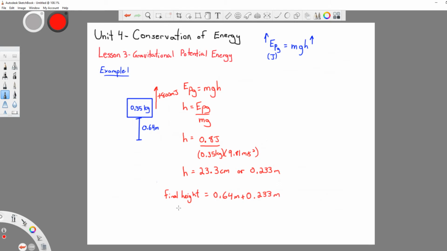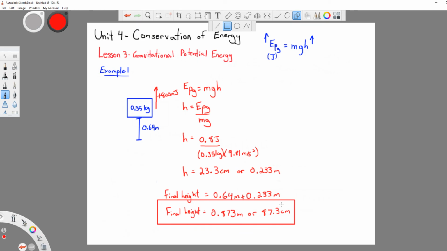We do have 3 sig digs, I believe, in this question. Yes, just to double check. So our final height works out to 87.3 centimeters or 0.873 meters. I'll also put the centimeters on here as well. There we go. Our new height based on adding a little bit of energy to this object. Okay, that's all for example 1.